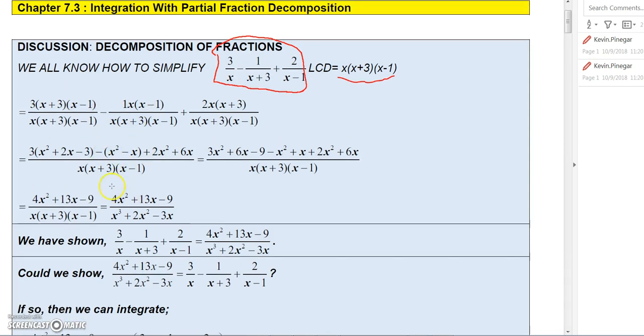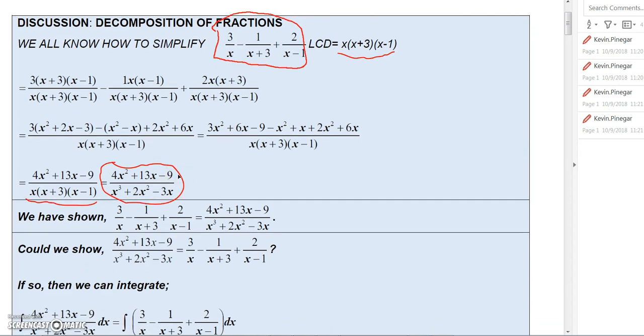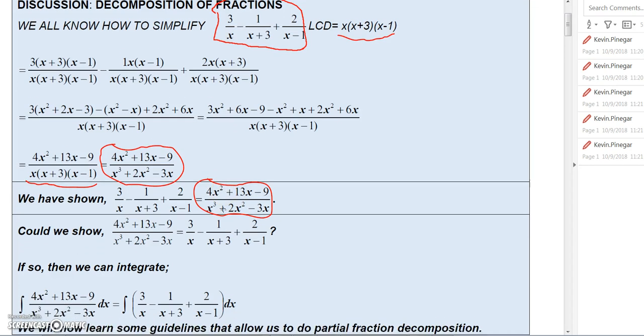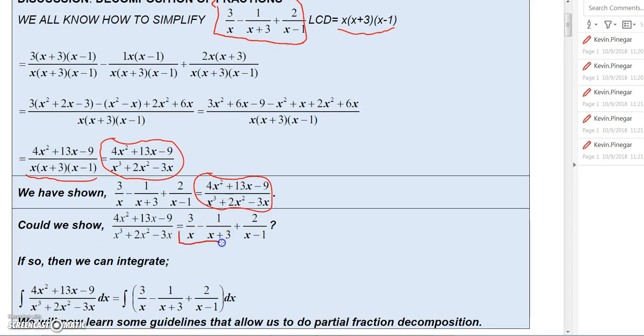let me just show you that at the end, the final result would be this. And notice in the denominator, I actually multiplied my LCD out here. Alright, but here's the question. We've shown that if you combine these three fractions, it would equal this. But what if you were given this right here? Could you then find a way to show that it can be decomposed into these three fractions?